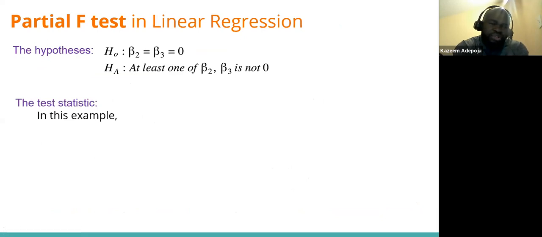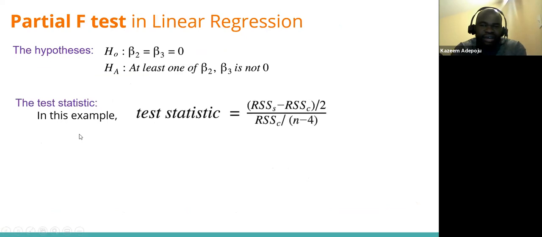But right here, the alternative, you're going to say at least one of beta 2 or beta 3 is not 0. So please know how to specify your hypothesis testing when you are working with a partial F test. Okay? So the test statistic now in the example, now take a look at this.